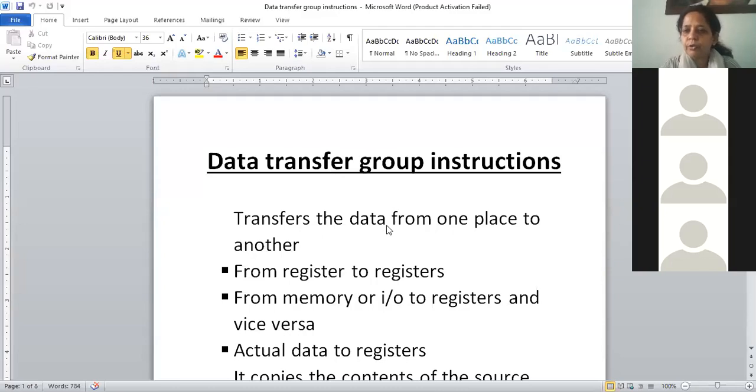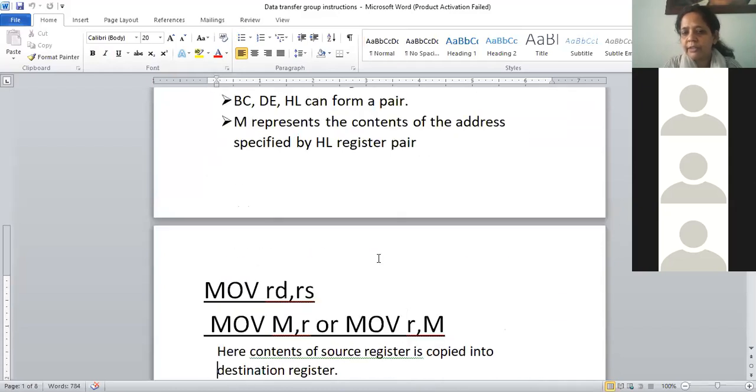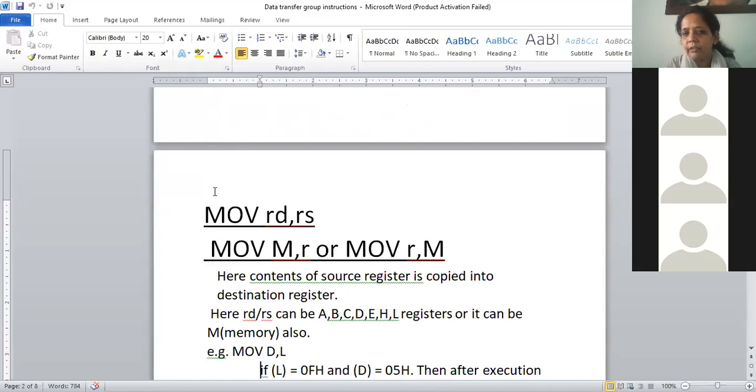Then the data transfer group of instructions. I am not going through it, I will just mention those particular instructions. The syntax you must remember, this is called the MOV syntax. What it does is it moves data from one register to another or from a register to memory. M is a concept which I told you in 8085. It is a concept which is similar to the pointer in C++.